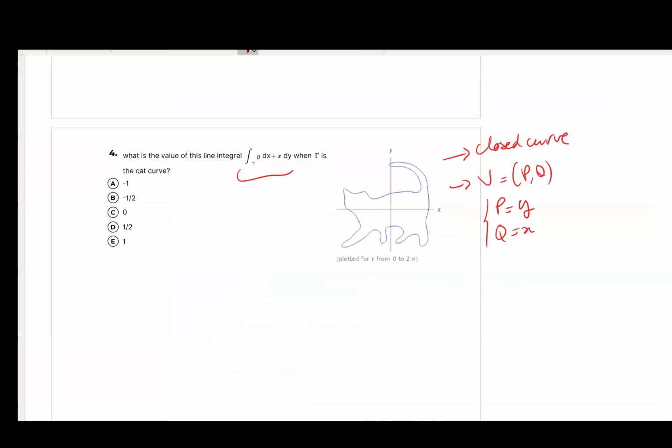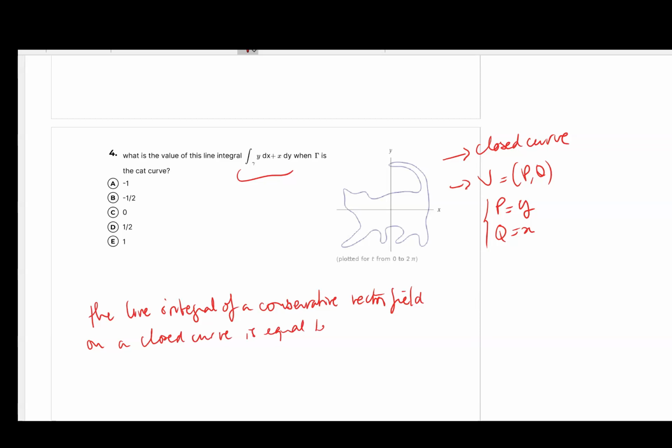So, okay, what do we have? The first question that we need to answer is: is this vector field conservative? Why? Because if it is, you know that the line integral on a closed curve of a conservative vector field is equal to 0. So that's something you have to remember. Integral of a conservative vector field on a closed curve is equal to 0.